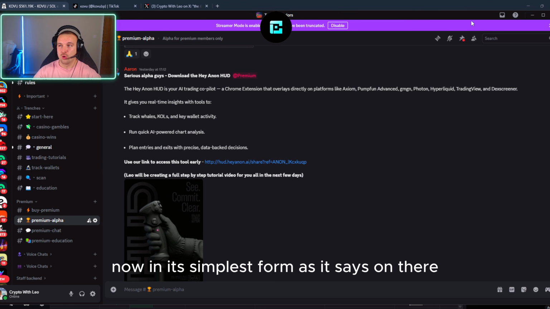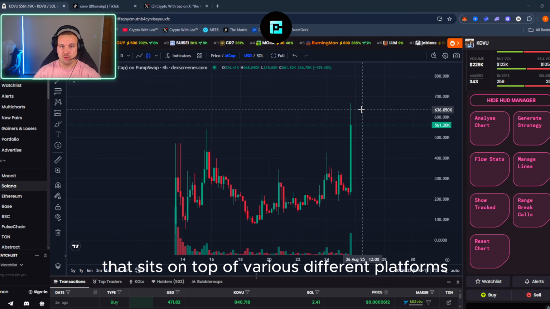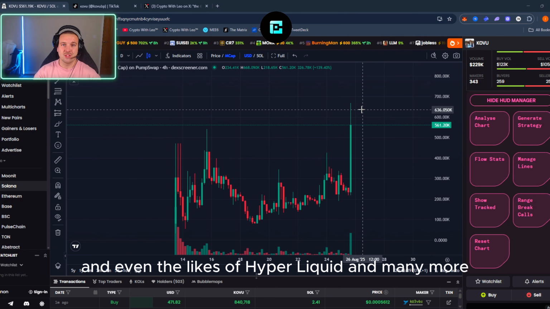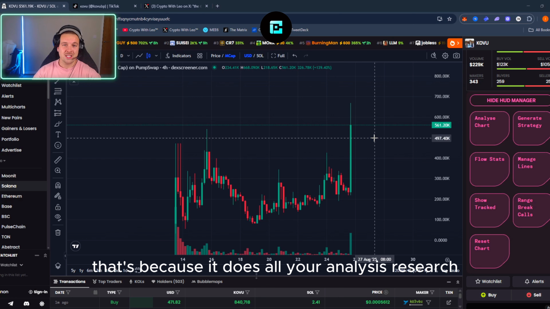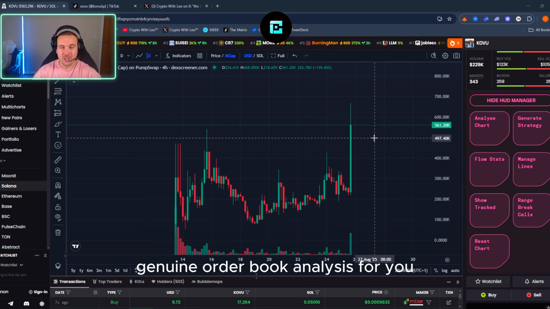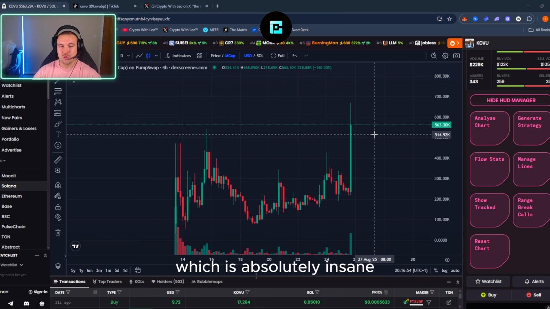Now, in its simplest form, as it says on there, the Hey Anon HUD is an overlay on Google Chrome that sits on top of various different platforms, the likes of Axiom, gmgn, Pumpfun Advanced, TradingView, Dexscreener, and even the likes of Hyperliquid and many more. And basically what you can use it as is your AI trading co-pilot. That's because it does all your analysis, research, genuine order book analysis for you, prints it on screen and reads it to you, which is absolutely insane.